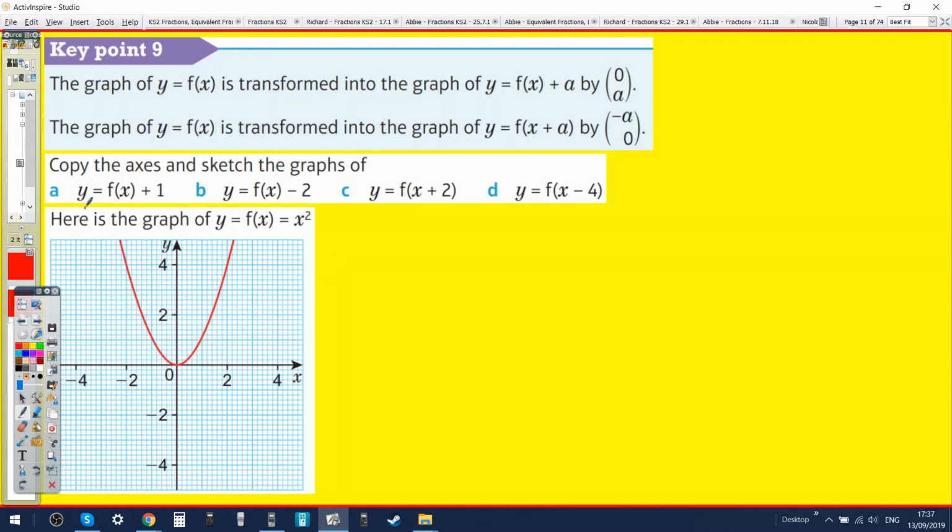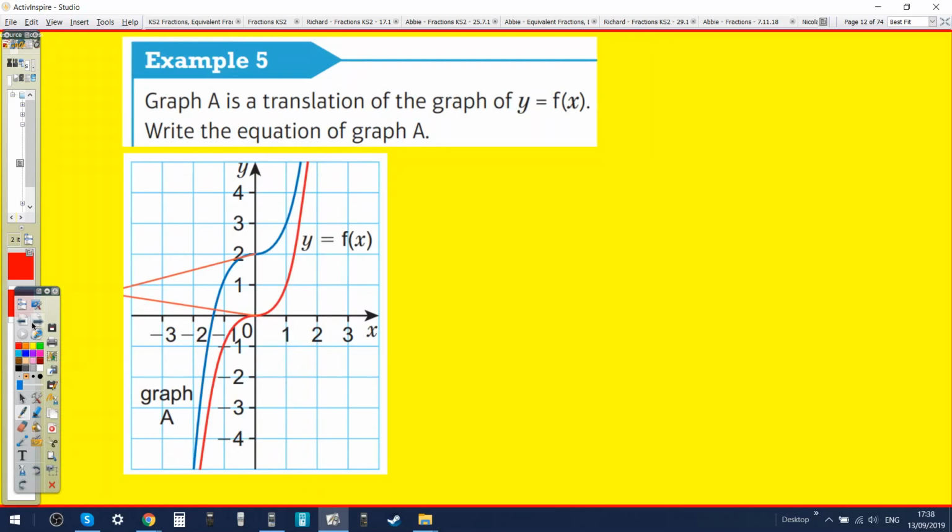So this graph, what's going to happen to it if you do y equals f of x plus 1? It's going to go up by 1. Yes, and so you can see this point here, move that up by 1. 2, 4 becomes 2, 5, that type of thing. Minus 2, 4 becomes minus 2, 5. And so on. You get the idea.